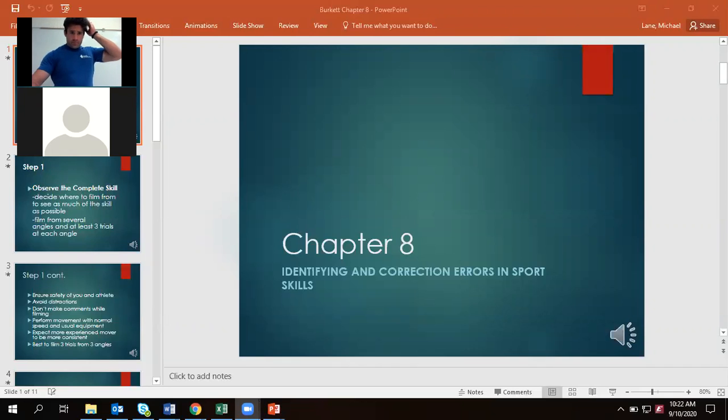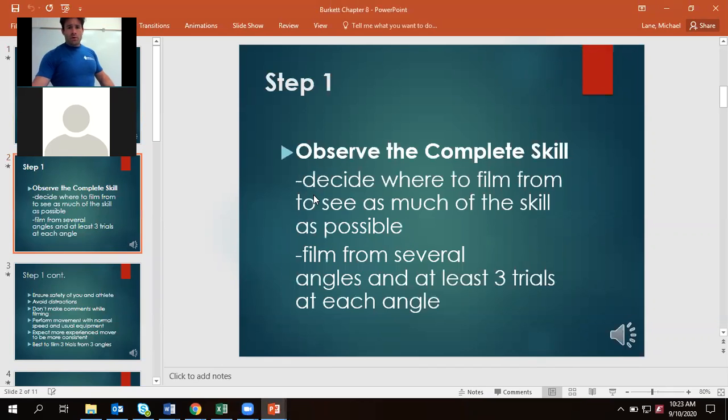Awesome. Good. All right, so let's talk about how we're going to identify and then correct errors in our sporting skills. The first thing we want to do is just watch the entire skill. For your performances, we're going to be trying to film it. You want to film so that you can see as much of it as possible, and you're going to want to do at least 3 different trials coming from 3 different angles.